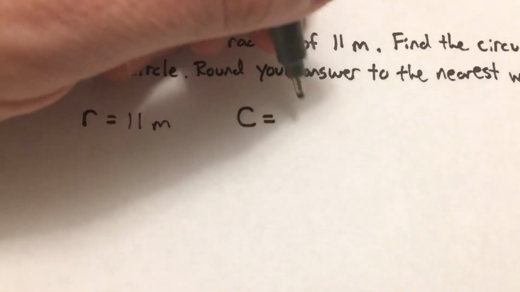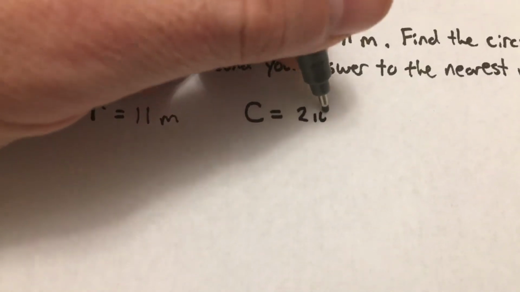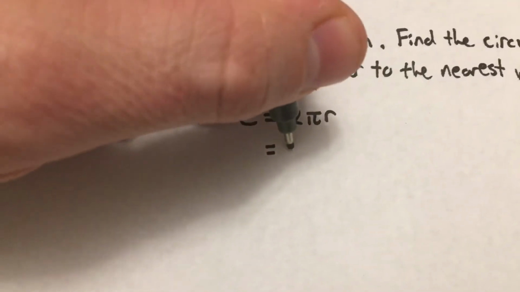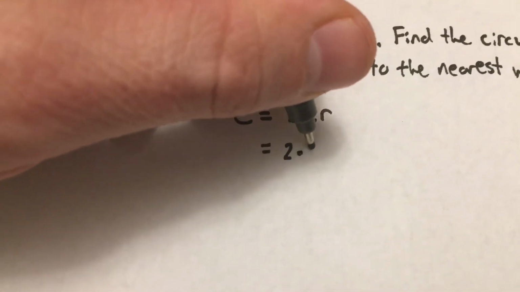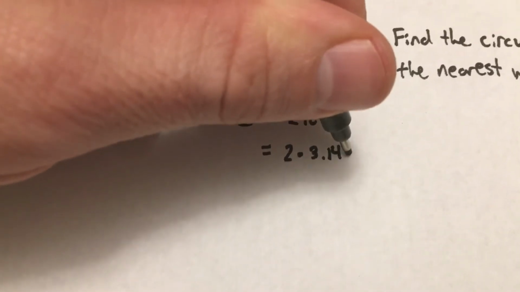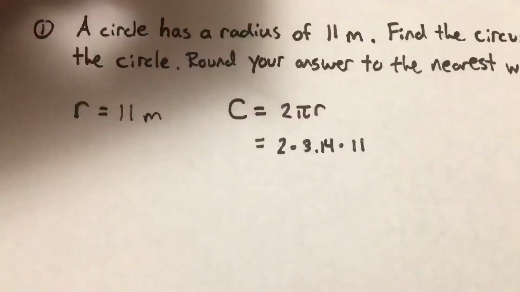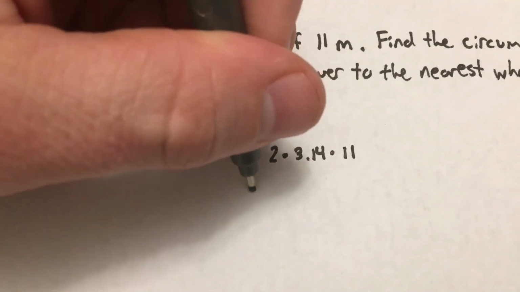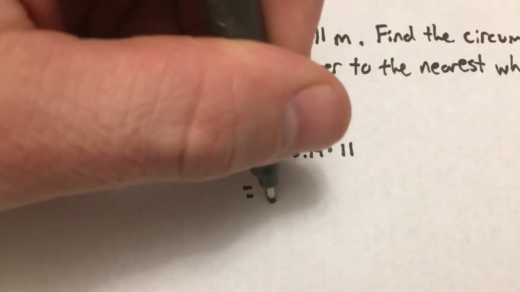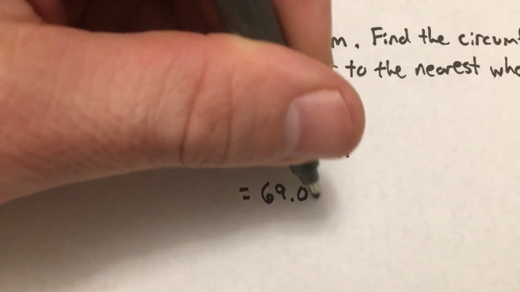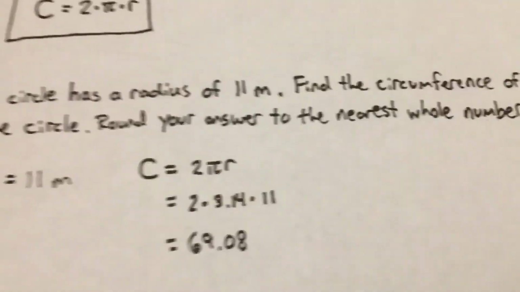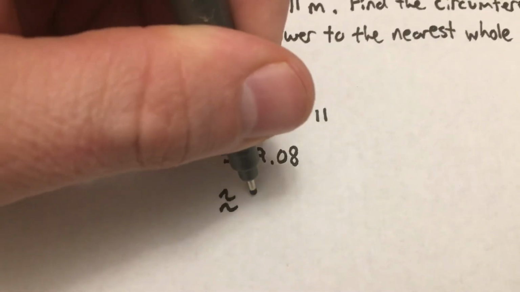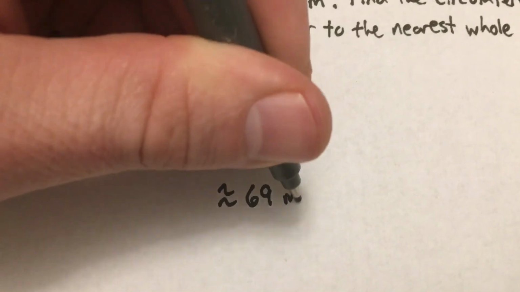So c is equal to 2 times pi times radius. So if we show our work for this problem, that would be 2 times 3.14 times 11. Now, if you multiply these three values together, you end up getting a result of 69.08. Now, remember, we're going to round our answer to the nearest whole number, so our calculation rounds to 69 meters.